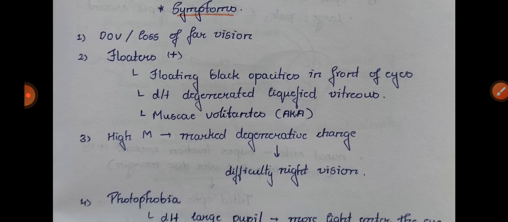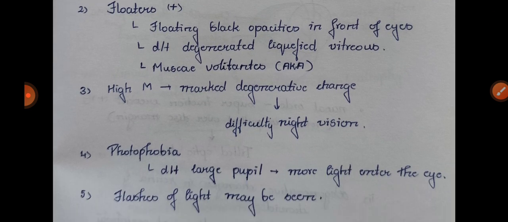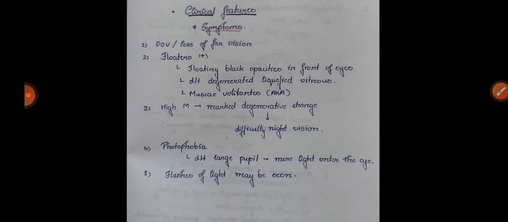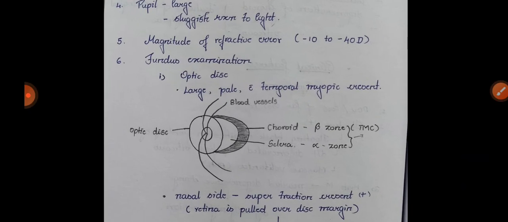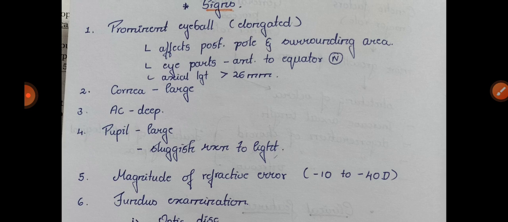Now what are the symptoms? Diminution of vision, floaters, high myopia, photophobia, flashes of light. Now what are the signs of pathological myopia? Prominent eyeball, elongated one, affects the posterior pole and surrounding area. Eye parts anterior to the equator are normal.